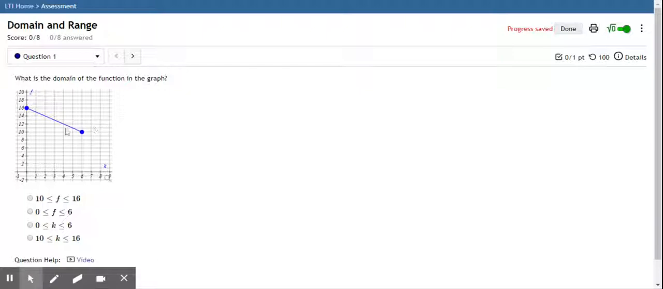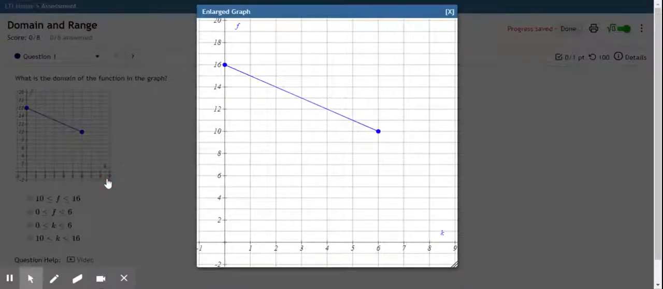Let's look at number one. So yours may look slightly differently, but the idea is the same. Now, if the graph is too small, you can click on this magnifying glass. I'm going to do that right now. That makes the graph larger.